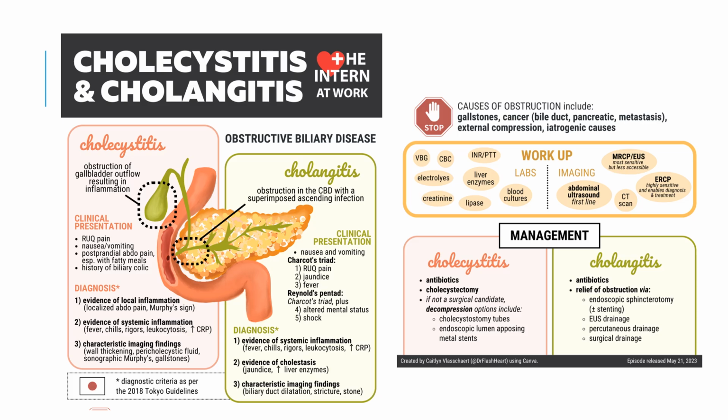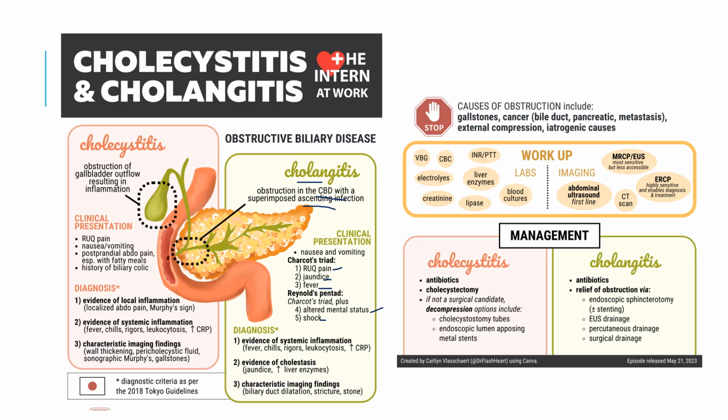Now I'll come to cholecystitis versus cholangitis. So cholangitis, we have seen it's obstruction in the common bile duct with a superimposed ascending infection. That's why ascending cholangitis. So that is Charcot's triad, right upper quadrant pain, jaundice, fever, nausea, vomiting. There can be Reynolds pentad, that is Charcot's triad plus altered mental status and shock.